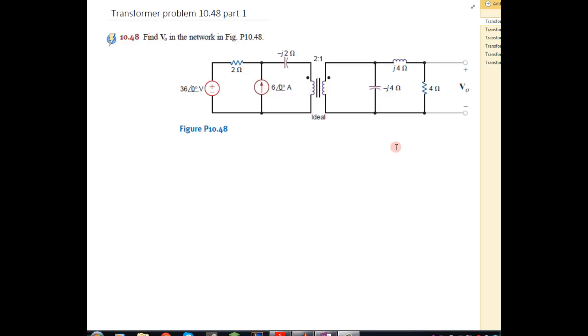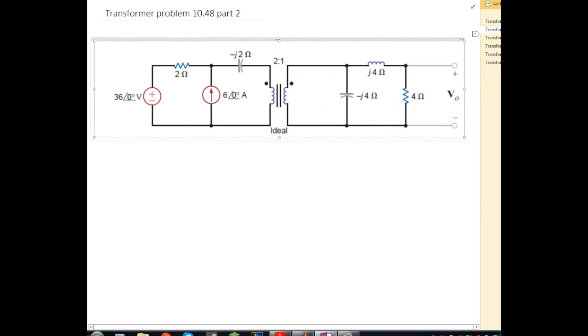Okay, problem 1048. Find V out in the network, and it's a transformer problem. Alright, the first thing we're going to do is create a Thevenin circuit. Bring this circuit, basically this whole circuit, this side of the transformer, into this side.